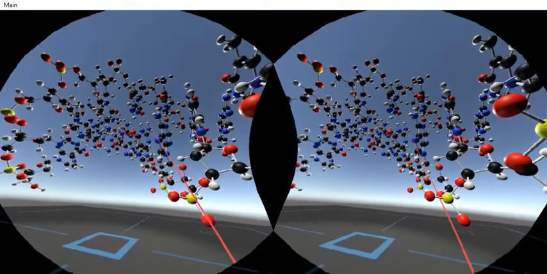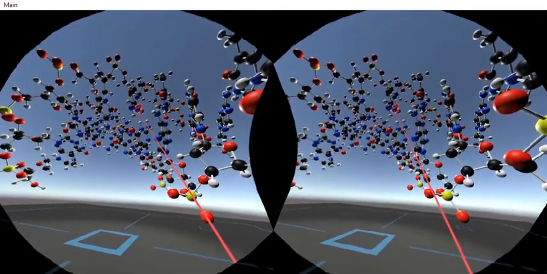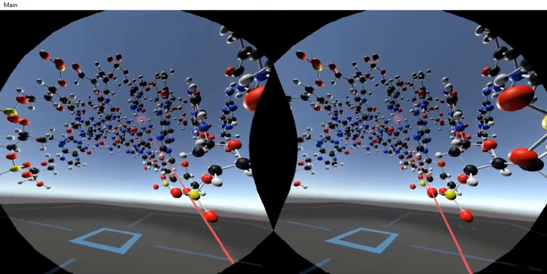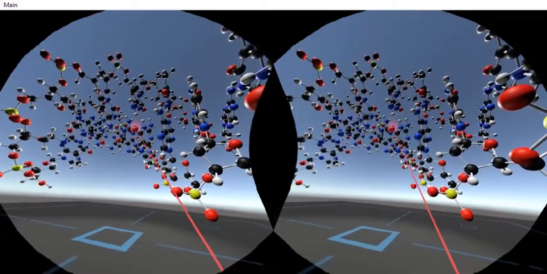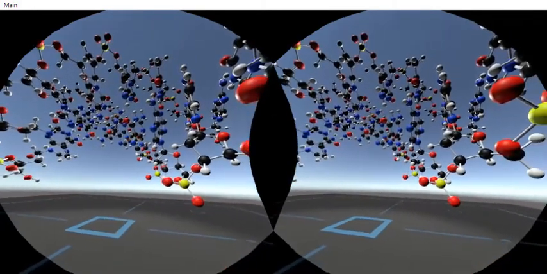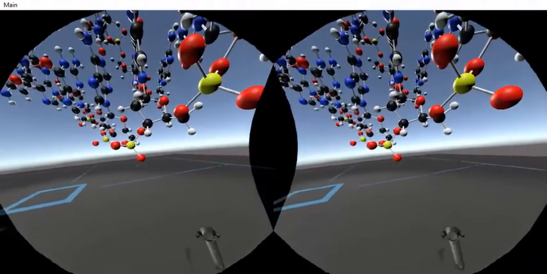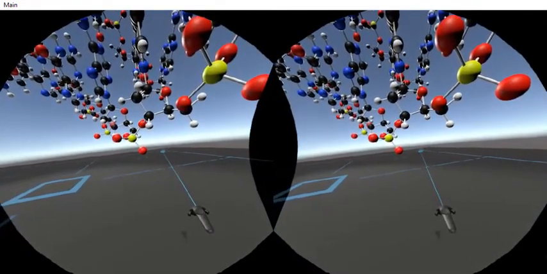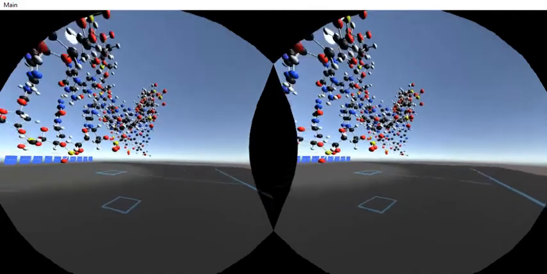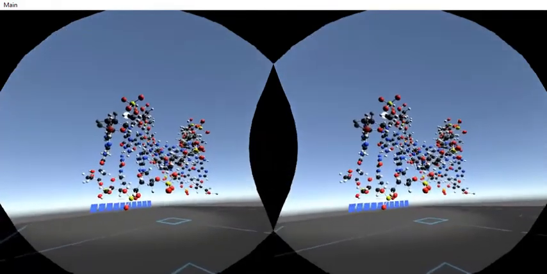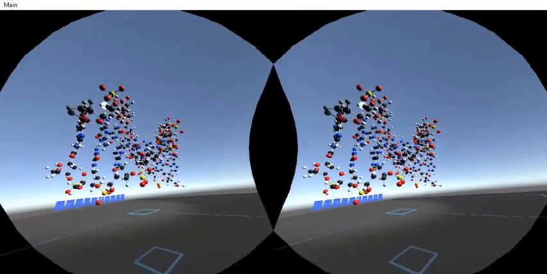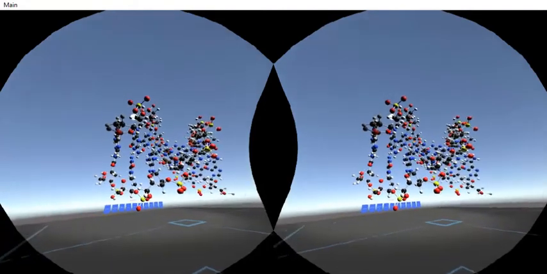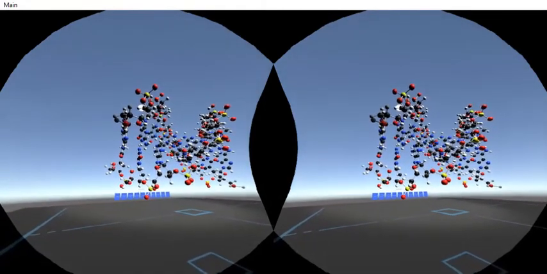So that's our demo of what we've done with the virtual reality system. We're going to be doing more and hopefully implementing this into next year's organic class as we begin to talk about shapes and function, and maybe even modeling some reactions within the virtual reality.